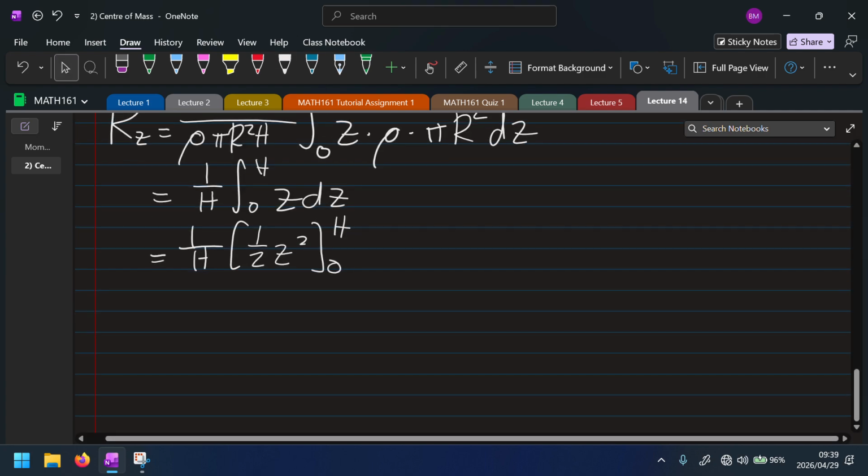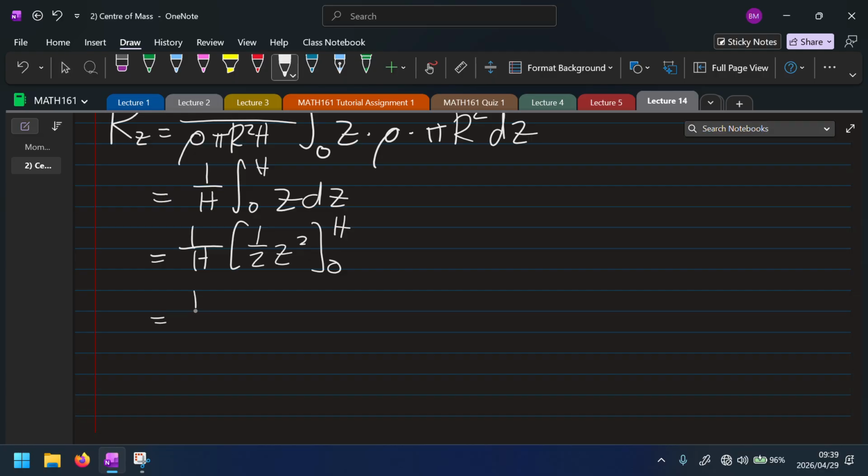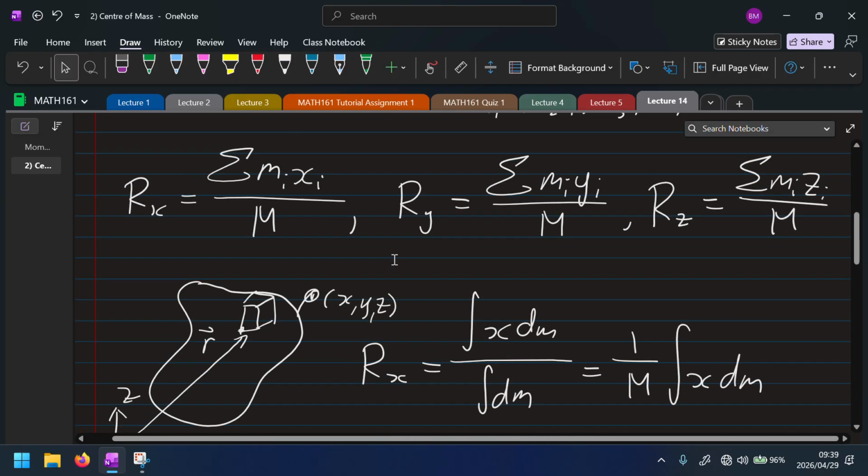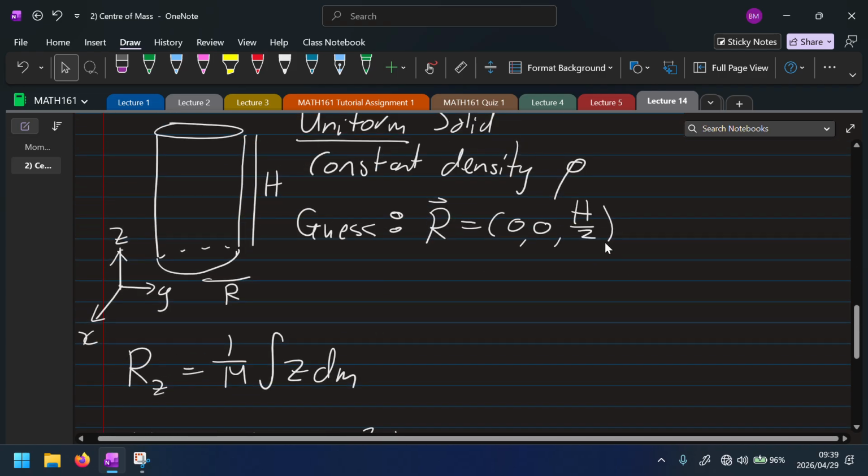Okay, if we substitute h, we get h squared. 0 just gives us 0. So this is going to be 1/2 h squared over h. Hey, that looks great. We have our answer, half h. All right. Everyone clear on that? Okay. So we got our half h for the z component, which is what we wanted.